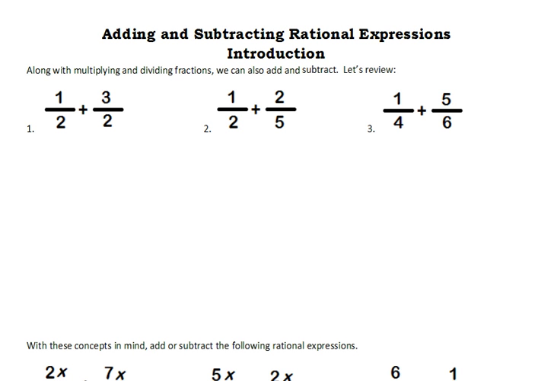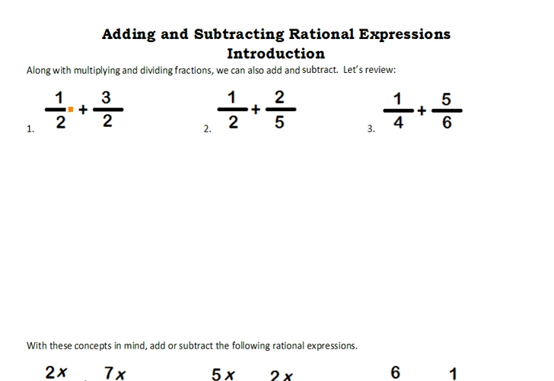Okay, we looked at multiplying and dividing rational expressions. Now let's look at adding and subtracting rational expressions. Before we do that, again, let's look at how to just add a straight fraction. Remember, the biggest thing about adding and subtracting fractions is that we have to have a common denominator.